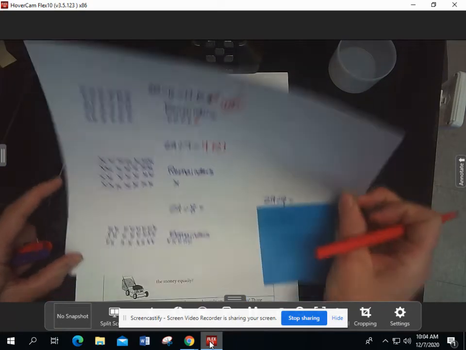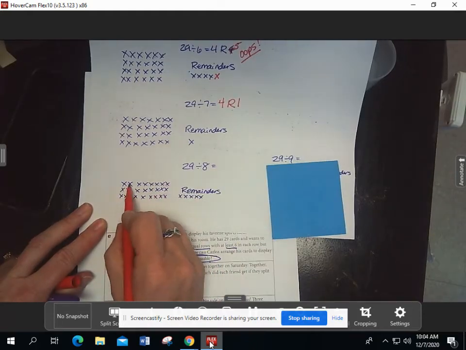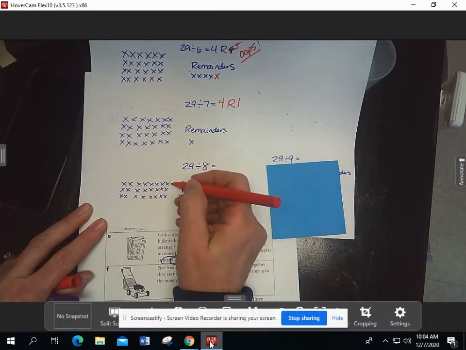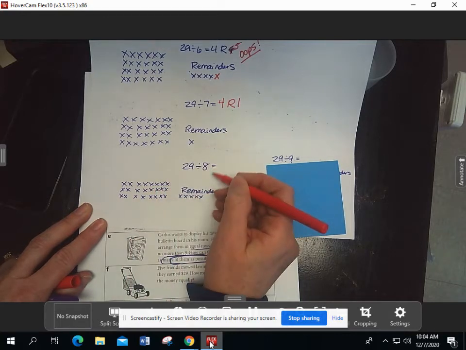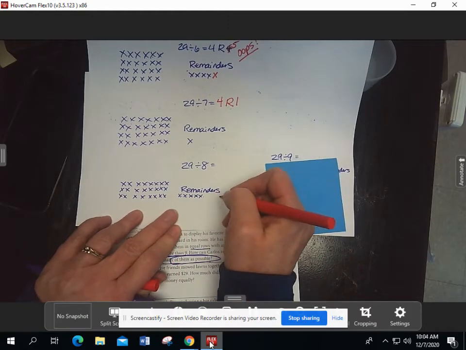Moving on to the next one. We ended up with 3 rows. 1, 2, 3, 4, 5, 6, 7, 8. 3 times 8 is 24, 25, 26, 27, 28, 29. I didn't need to fix that one. I did that one right.